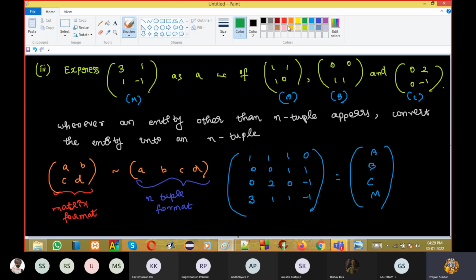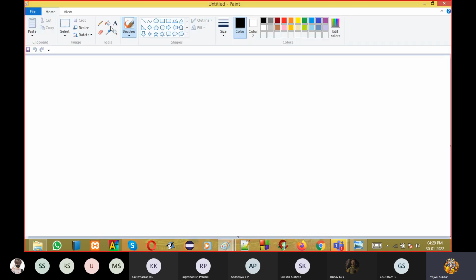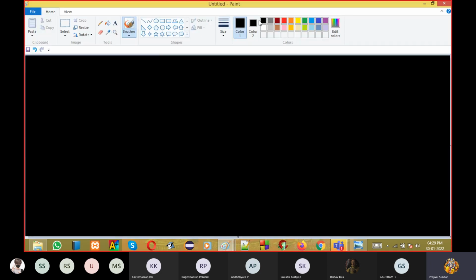Whatever they are giving, convert it to an n-tuple, because only an n-tuple can you write as one row. Otherwise, you will definitely face problems. Please convert to an n-tuple and proceed. That's the best method.